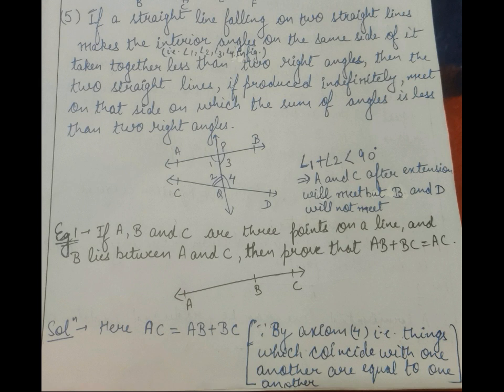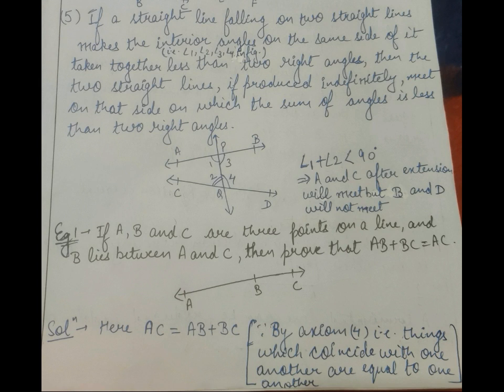Now we'll continue with our postulate. What it says is that if the interior angles on the same side of it, taken together, are less than 2 right angles, then the 2 straight lines, if produced indefinitely, meaning if AB and CD are produced from A and C, will meet on that side on which the sum of the angles is less than 2 right angles.